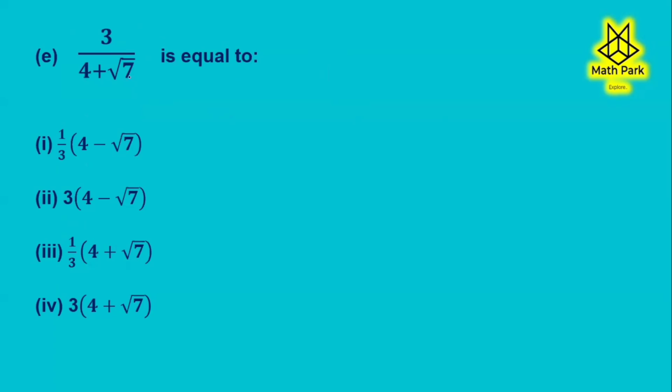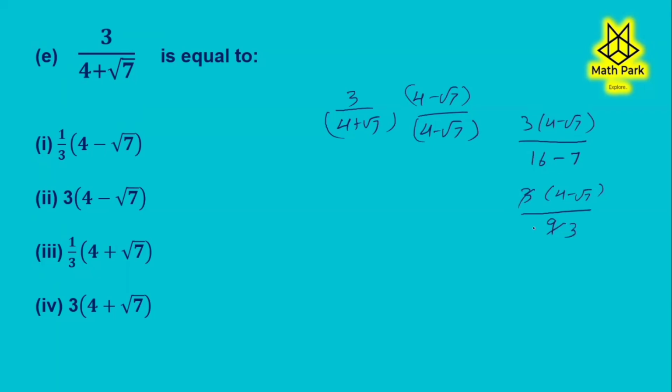3 upon 4 plus root 7. Now the rationalizing factor for this is 4 minus root 7. So if you start rationalizing this, you have 3 upon 4 plus root 7 multiplying by 4 minus root 7 to the numerator and denominator. So we get 3 bracket 4 minus root 7 upon a plus b into a minus b, a square minus b square. 4 square is 16. Root 7 square is 7. 16 minus 7 is 9. So 3 in bracket 4 minus root 7 upon 9, which is 1 by 3 in bracket 4 minus root 7. The first option is the correct option.